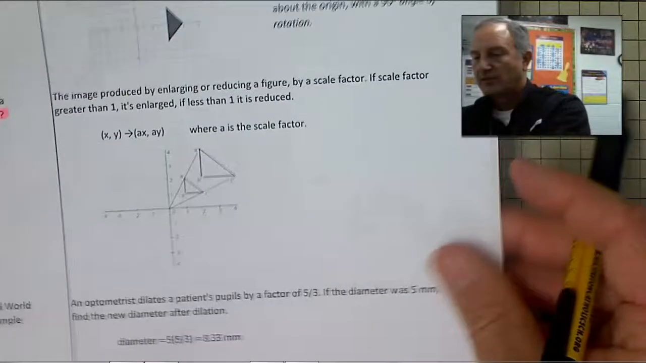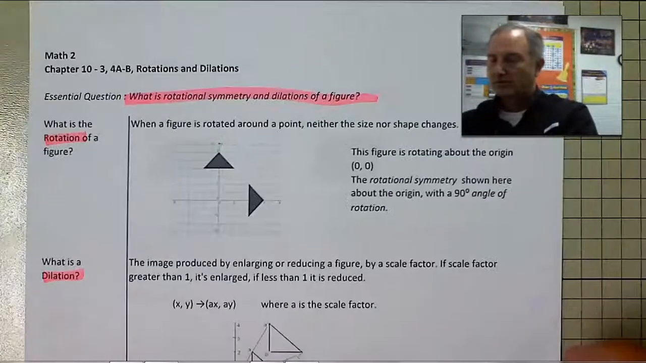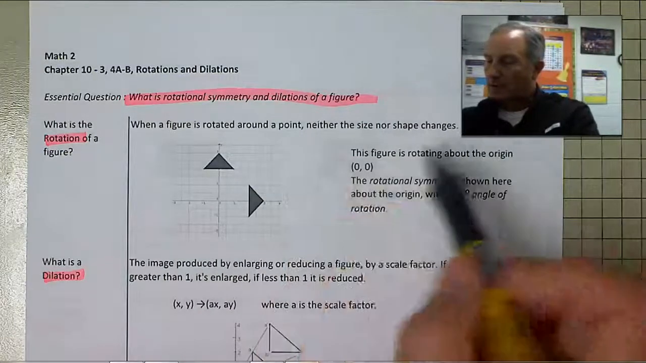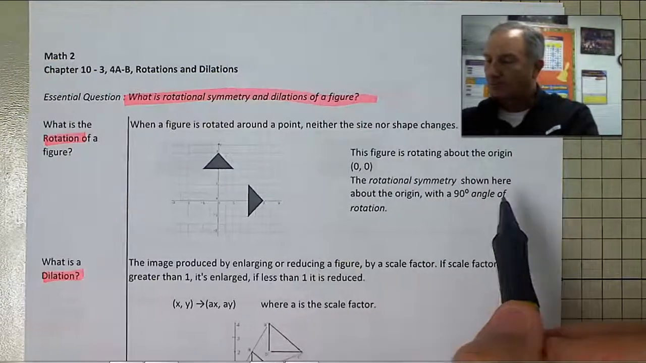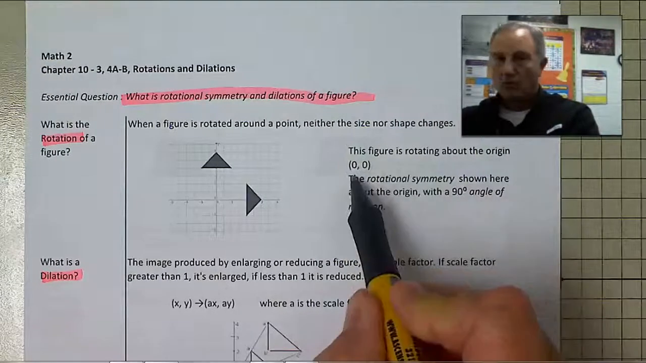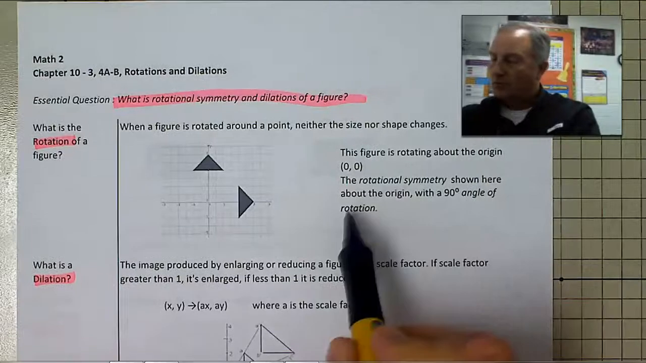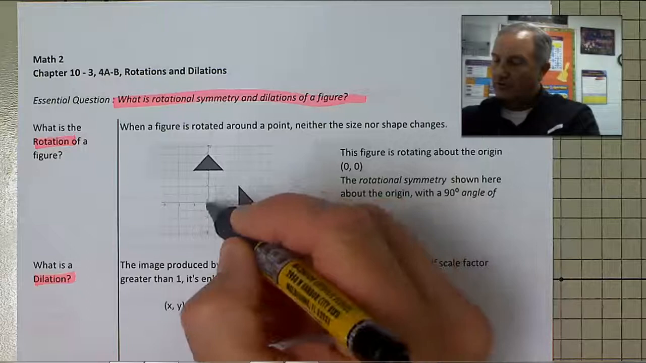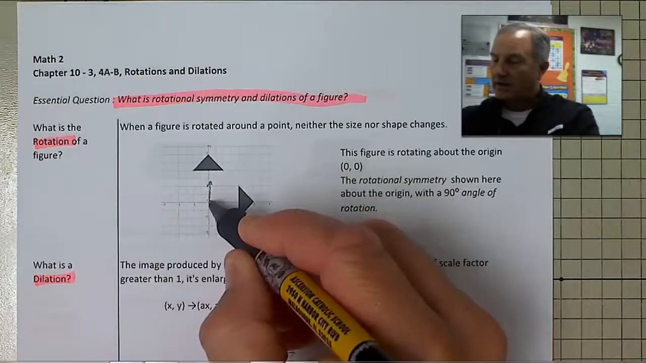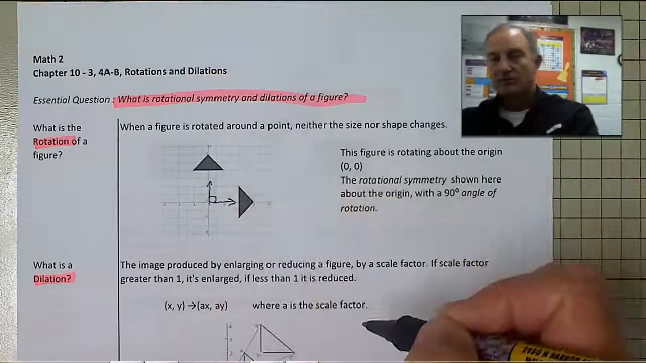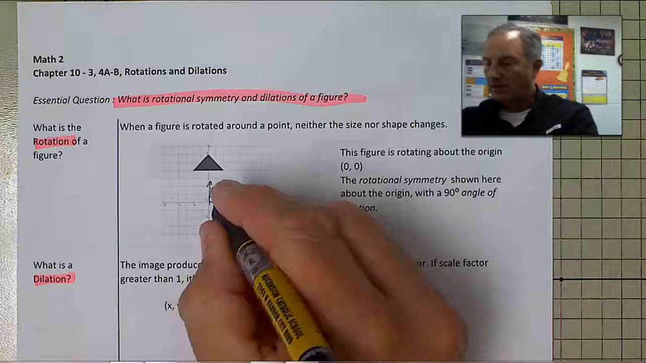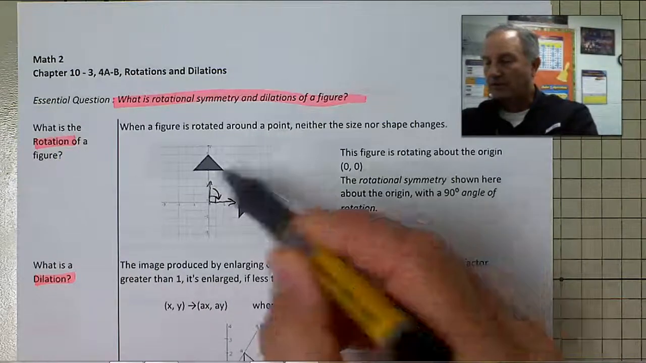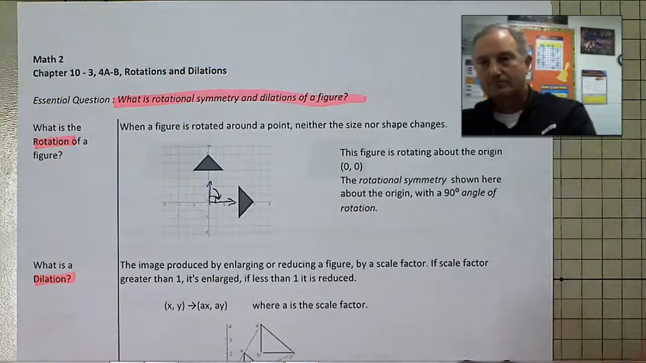So we've got a translation, a reflection. How about a rotation? A rotation is when it's rotated around a point, okay? Neither the size nor the shape changes, okay? If we're rotating this figure around the origin 0, 0, the rotational symmetry is shown here about the origin with a 90-degree angle of rotation. So think of it here. It started out pointing here, and it ended up pointing here. That's a 90 degree rotation right there, okay? It rotated 90 degrees this way, if you're saying this is the starting point, and this is the finish. If it's here to there, then it's 90 degrees counterclockwise, okay?